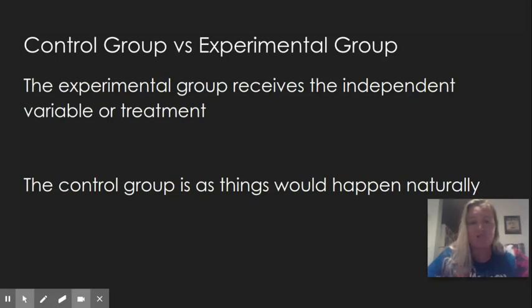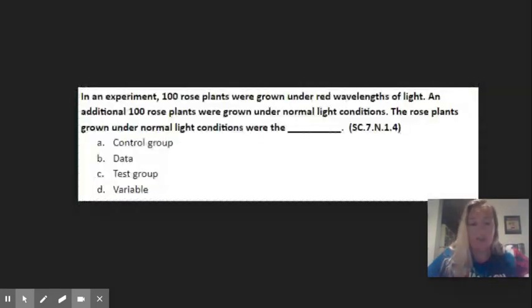All right, next we have our control group and experimental group. The experimental group or test group, you'll see it written either way, is going to receive that special independent variable or the special treatment. The control group is going to be as things would happen naturally.